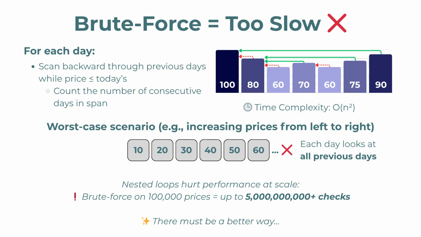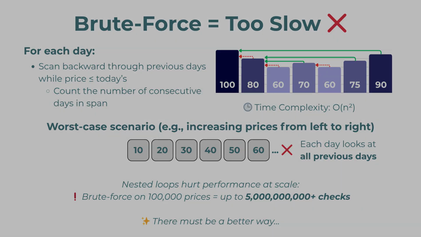Each price might trigger several comparisons, like here, where calculating the span for 90 involves checking 75, 60, 70, and so on. That's fine for small arrays, but in the worst-case scenario, like a long stretch of increasing prices, each day ends up comparing with all previous days. That means nested loops, and with 100,000 prices, this can lead to billions of checks. So while it's easy to write, brute force just doesn't scale. There has to be a better way.